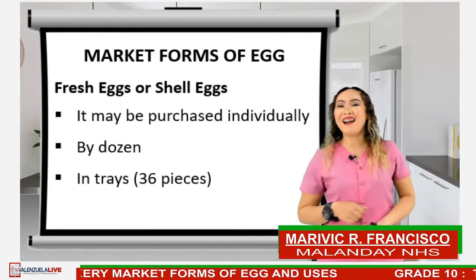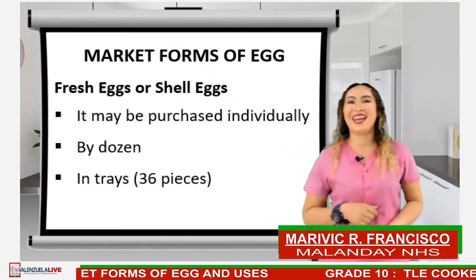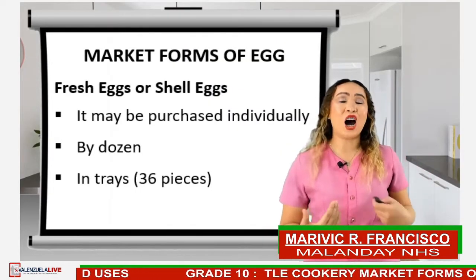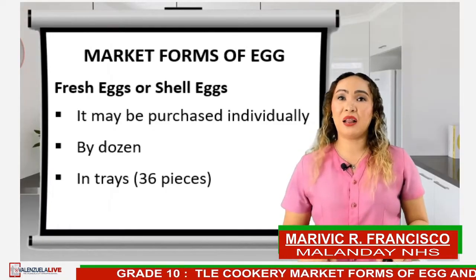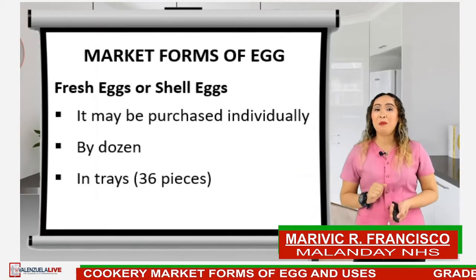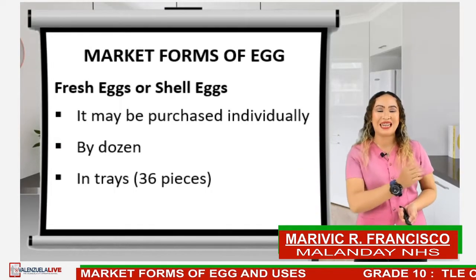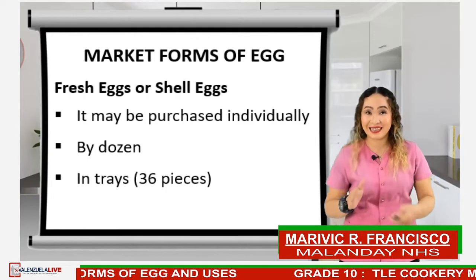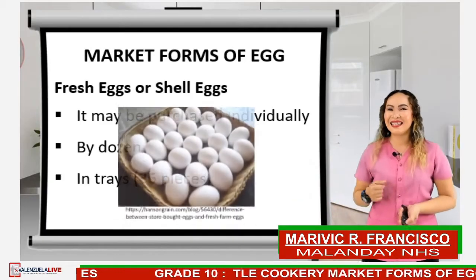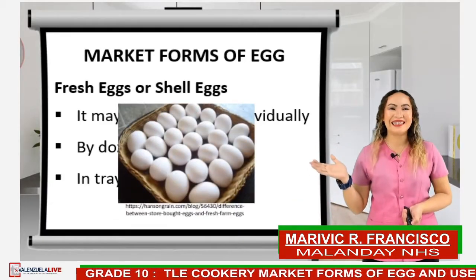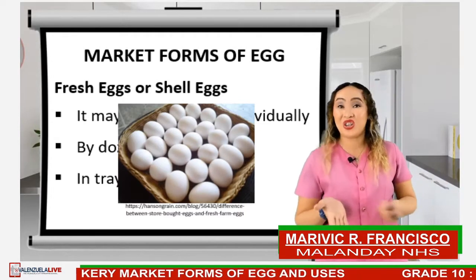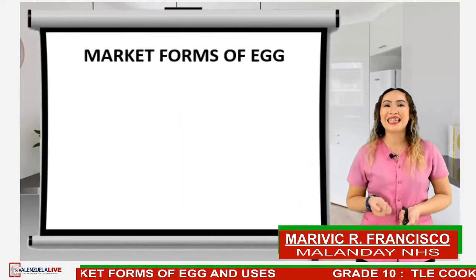First, we have the fresh eggs. So, what are the characteristics of a fresh egg or shell eggs? It may be purchased individually, by a dozen, or in trays of 36 pieces. Look at the illustration. This shows a sample of fresh eggs or shell eggs.